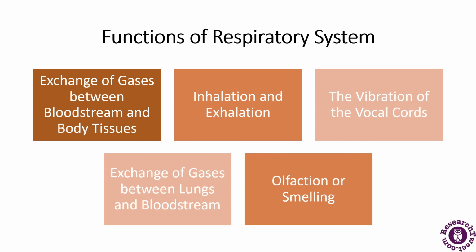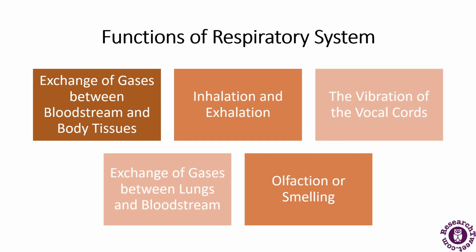The blood carries the oxygen from the lungs around the body, and it releases the oxygen when it reaches the capillaries. Oxygen diffuses through the capillary walls into the body tissues, and the carbon dioxide diffuses into the blood and is carried back to the lungs for release. This is the exchange of gases between the bloodstream and the body tissues.